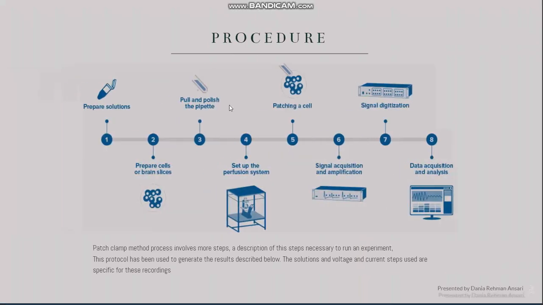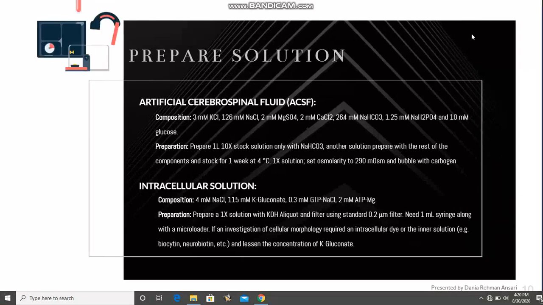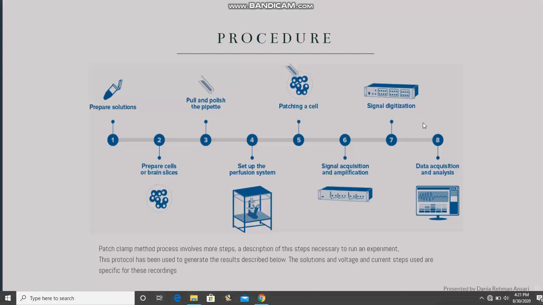This is the total procedure, containing 8 main steps. First we prepare the solutions. There are 2 types of solution we prepare: the artificial cerebrospinal fluid, which is present in the petri dish to perfuse a slice of the brain, and the intracellular solution, which is placed in the micropipette and also contains a dye to investigate the cellular morphology of the neuron. After preparing the solutions, we prepare the pipette.